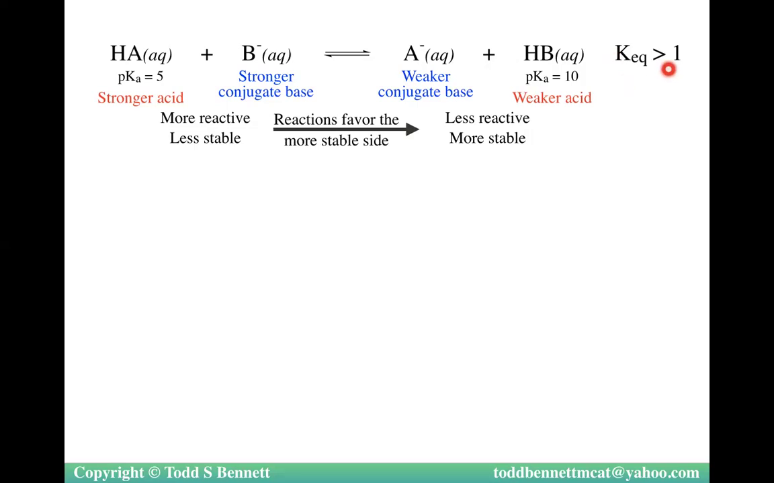So we predict K equilibrium to be greater than 1. If we did the math approach, product minus reactant, this would be pK of product acid, which is 10, minus pK of the reactant acid, which is 5. 10 minus 5 equals 5. 10 to the 5th is 100,000. That's pretty much bigger than 1. So this would favor the forward direction.